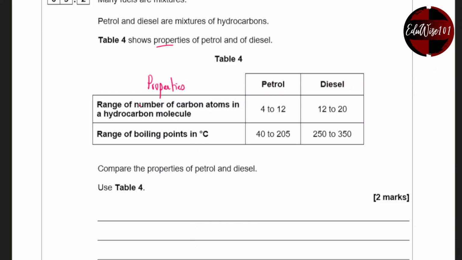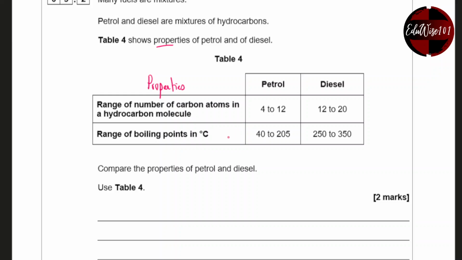Range of number of carbon atoms in a hydrocarbon molecule. So in petrol, you can find hydrocarbon molecules with 4 to 12 carbon atoms. In diesel, it's 12 to 20. So anything above 12 is diesel. Anything lower than 12 and lower is called petrol.